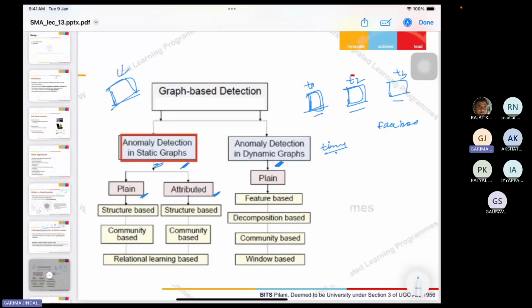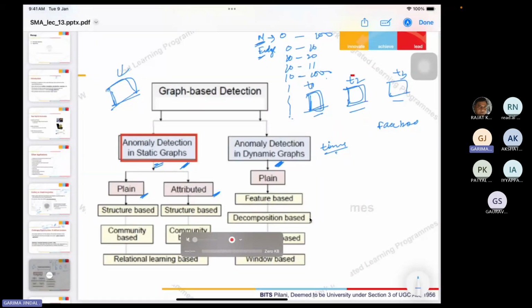I might have a data set where I only have the nodes numbered from maybe 0 to 1000, and then I have an edge list. The edge list tells me that 0 is connected to maybe 10, then 10 is connected to 20, 10 is also connected to 11, 10 is also connected to 1000, and so on. In this particular data, you do not have any attributes related to nodes or edges. But I can have another data set where I am also considering the node attributes and the edge attributes.